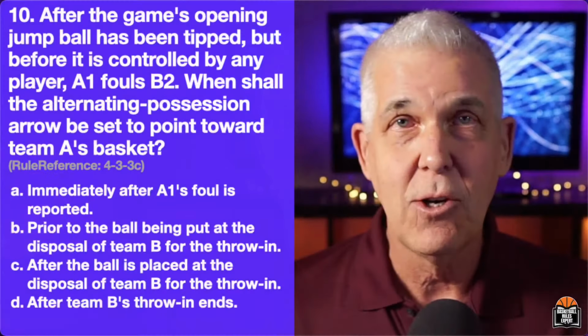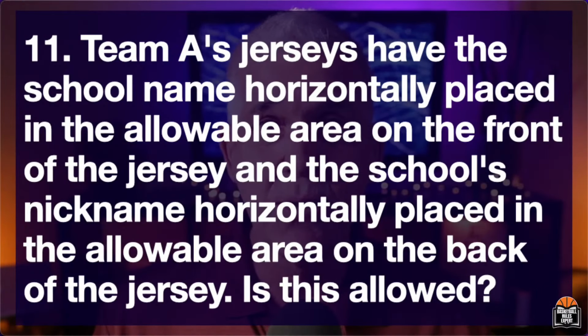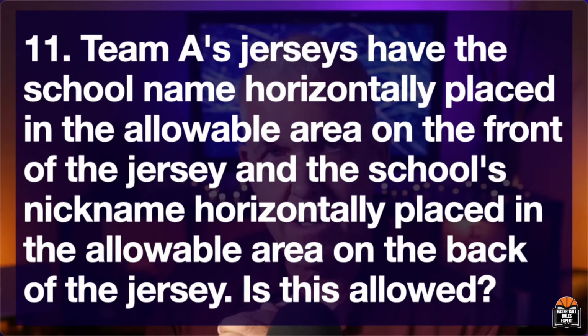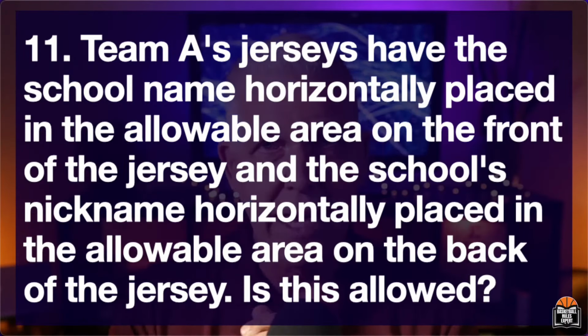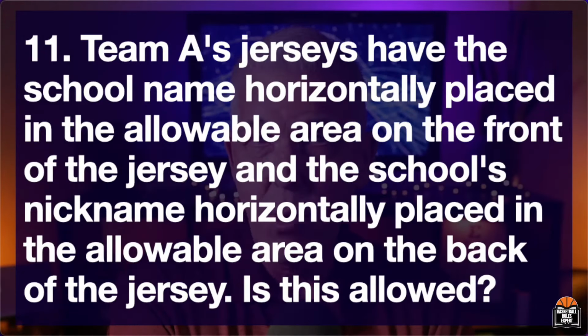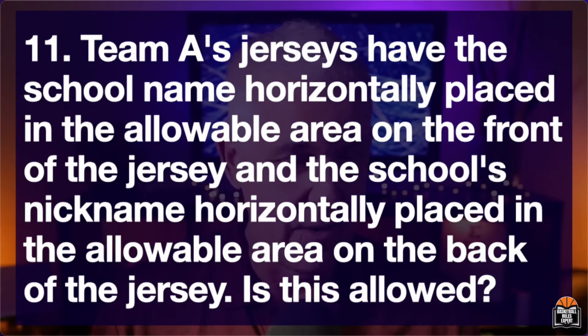All right, I am going to jump back into it. We want to keep things moving here. Let's take a look at question number 11. We're going to go 1 through 72 today. Team A's jerseys have the school name horizontally placed in the allowable area on the front of the jersey, and the school's nickname horizontally placed in the allowable area on the back of the jersey. Is this allowed?